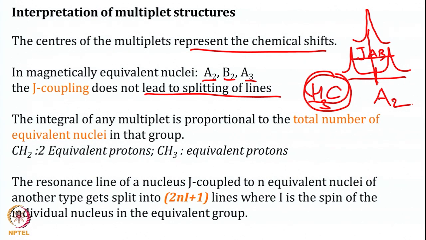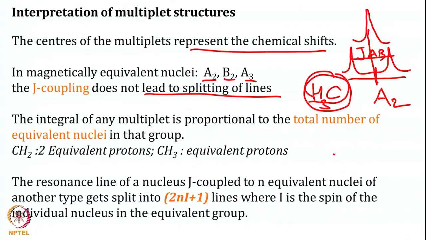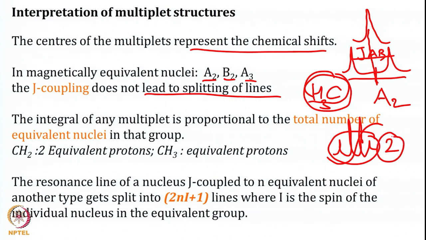Next, the integral of any multiplet is proportional to the total number of equivalent protons in that group. That means, even if they are split, say the methylene is split into 4 in the ethyl alcohol spectrum, if you remember, this is coming because of the 2 protons. So, if you integrate, the ratio will correspond to 2 protons. Similarly, the CH3 in alcohol will be split into 3 because of the CH2, and this will correspond to 3 protons. So, the integral of a multiplet is proportional to the total number of equivalent protons in that group.